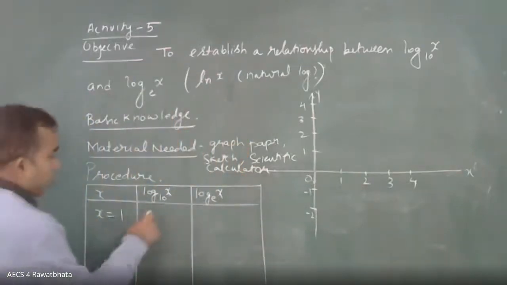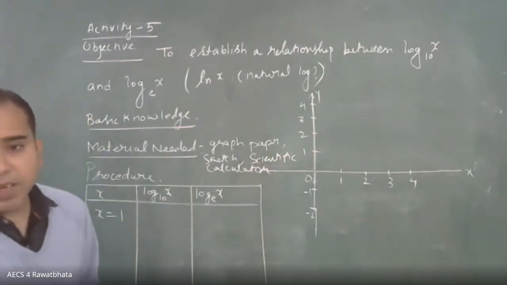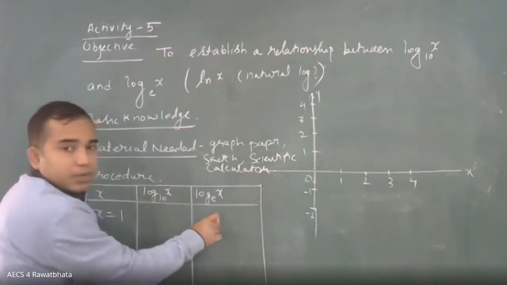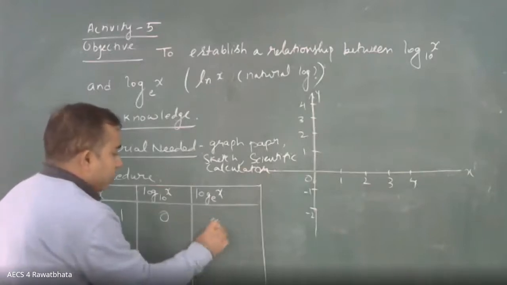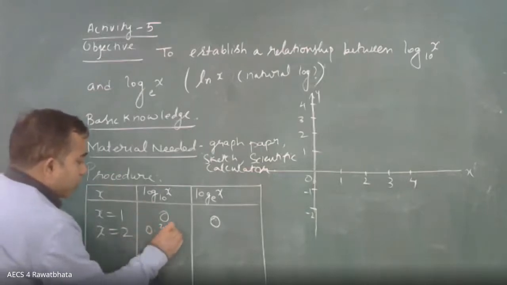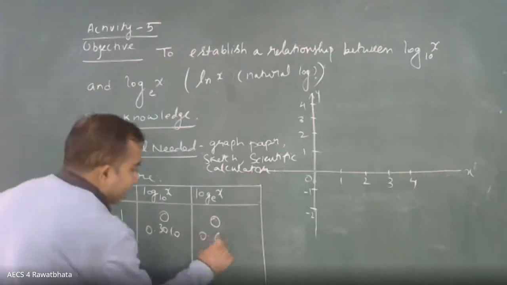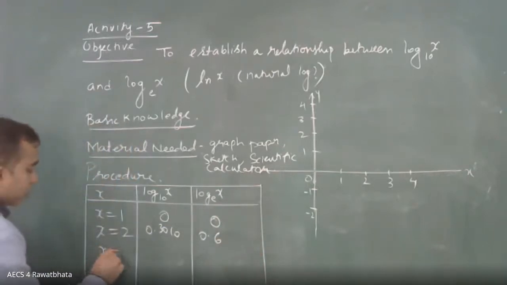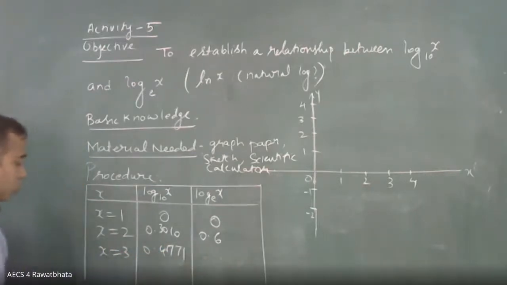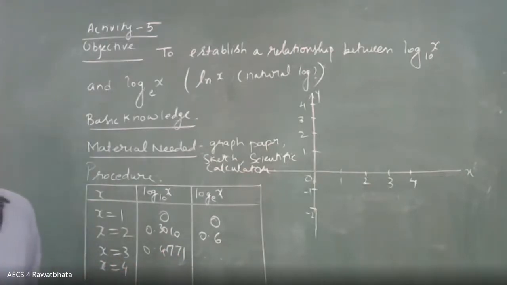Now, x equal to 1, log 1 base 10 will be how much? Students? And this also the same, 0. Log 1 is always 0, whatever be the base. X equal to 2: मुझे याद आ रहा है log 2 base 10 is 0.3010. Log 2 base e मुझे पता नहीं, 0.6 something कुछ है शायद. X equal to 3: 0.4771, and this I don't know. Then x equal to 4. So you find out from the scientific calculator and you can write.